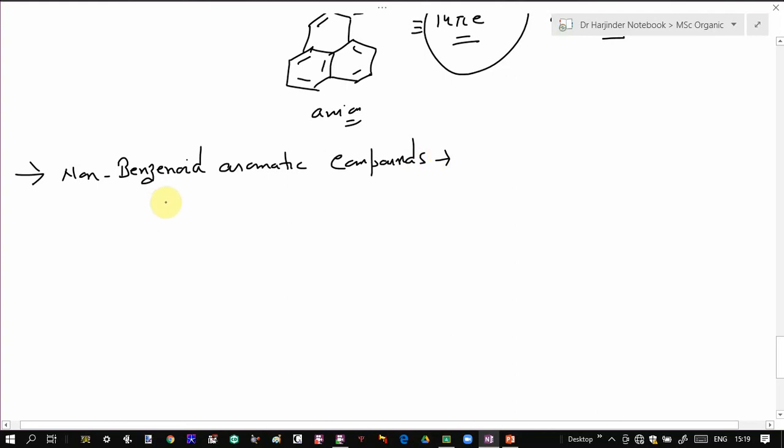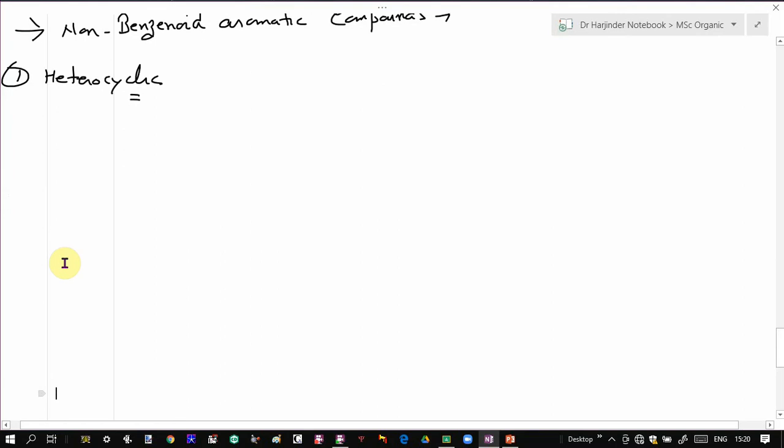Non-benzoid aromatic compounds means they satisfy Huckel's rule, but they do not have a benzene ring in their structure. So there will be non-benzoid aromatic compounds, and let's see the examples. The very first are heterocyclic non-benzoid aromatic compounds. Heterocyclic means they consist of some heteroatom inside their structure. The very first example of these is pyridine.